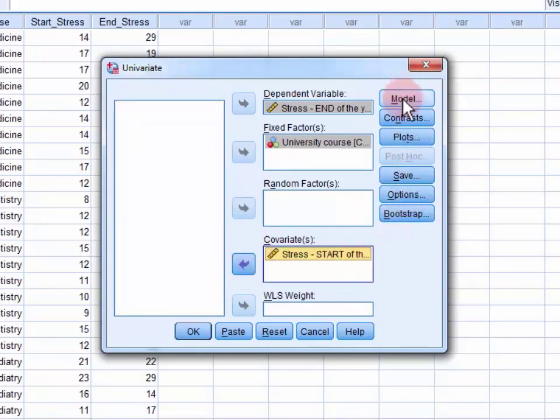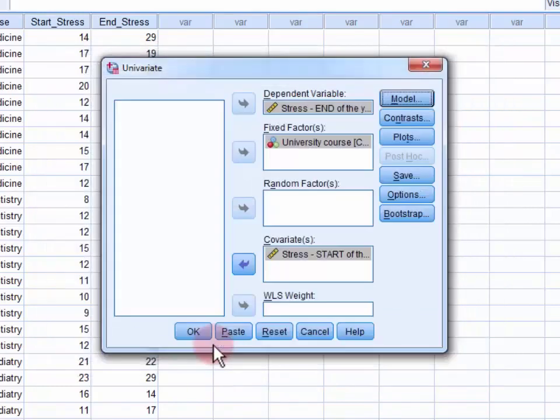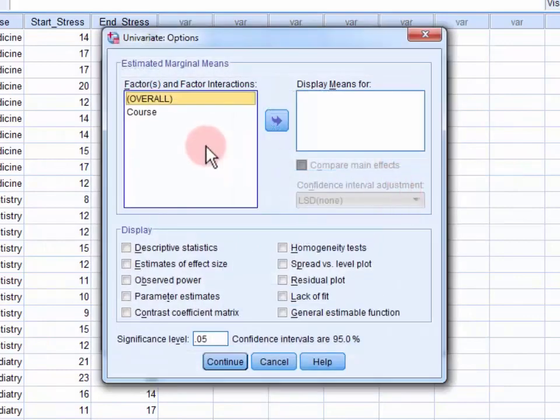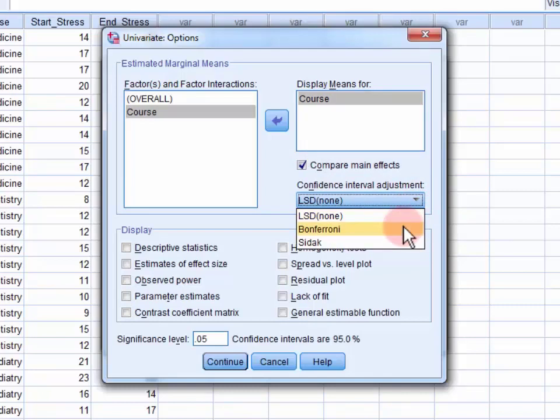Next, we open up the model dialog and we make sure that full factorial is selected in the Specify Model field. Then we open up the Options dialog and we want to move our independent variable, university course, into the Display Means For field. Then we select Compare Main Effects, and in the Confidence Interval Adjustment drop-down, we select Bonferroni.